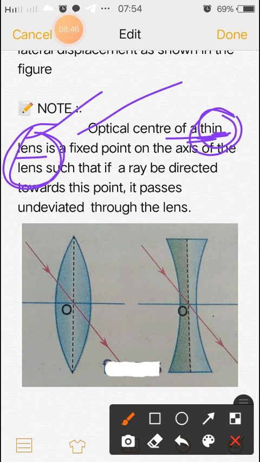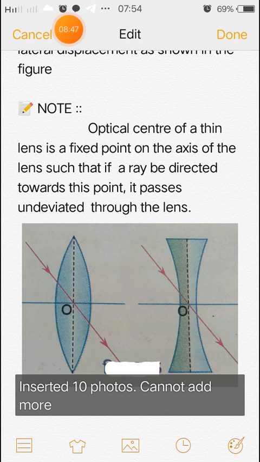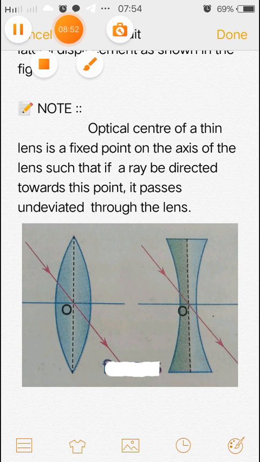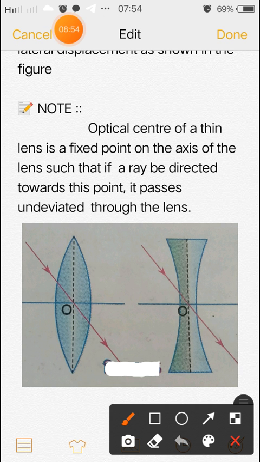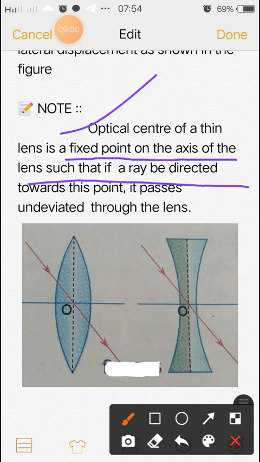So this is the definition: the optical center of a thin lens is a fixed point on the axis of the lens such that if a ray is directed towards this point, it passes undeviated through the lens.